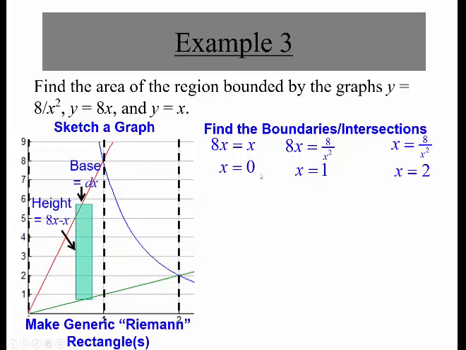All right, so I'll do the first generic one here. My base here is dx. My height is 8x, the red, minus x, which is the green.